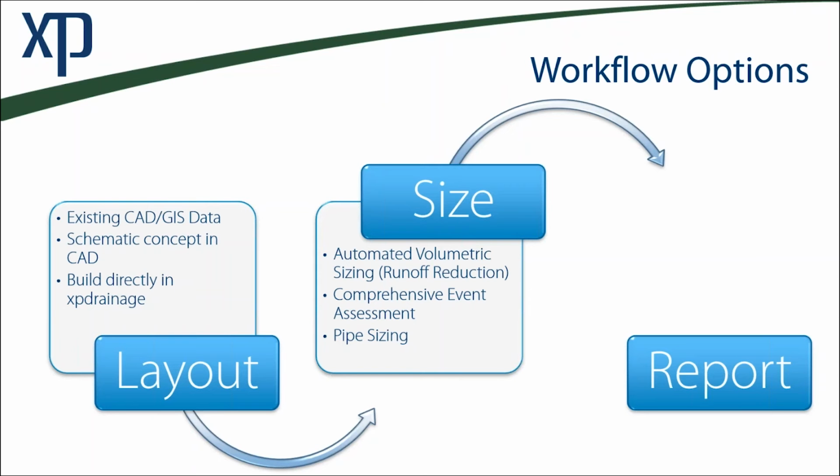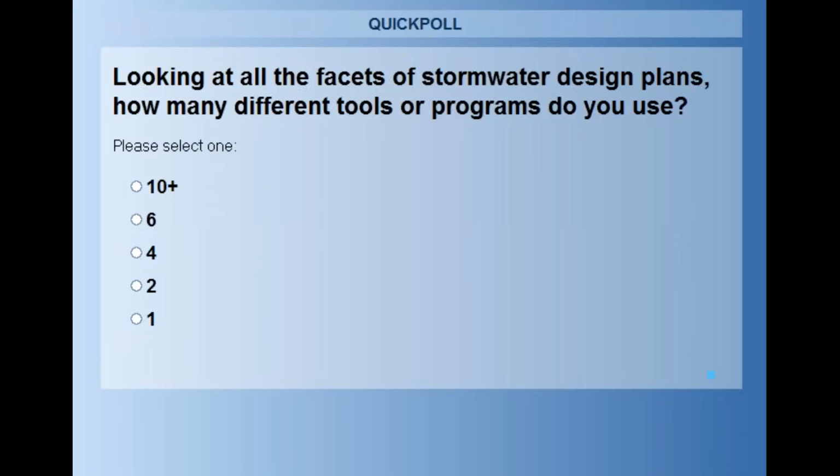Just because I'm curious to see what everyone who's joined here has experience with, I have a quick poll that I'll launch that everyone can jump in. So you'll see, looking at all the facets of stormwater design, starting with CAD, starting with some spreadsheet, moving into some sort of tool, and then ultimately reporting, how many different tools do you use? So I personally would check maybe over 6, maybe over 10 is what I commonly used to do. So just kind of curious. I'll share this in a second once everyone's done.